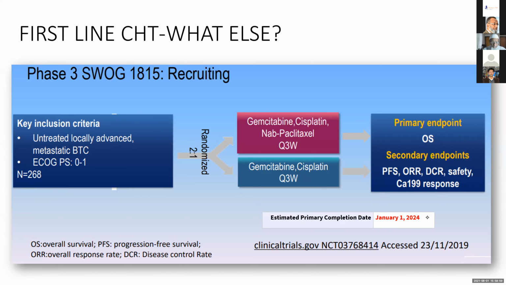There is SWOG 1815, in which patients were randomized to two arms. The inclusion criteria is untreated, locally advanced or metastatic biliary tract cancer with a good performance status. Randomized 2:1, one arm gets gemcitabine and cisplatin along with nab-paclitaxel, and the other gets conventional gemcitabine and cisplatin. And what is the primary endpoint? It is overall survival, and the secondary endpoints are progression-free survival and safety. The clinical trial is ongoing, and the estimated primary completion date is January 2024.